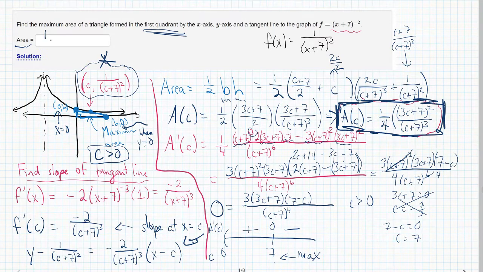So we get, and I'm going to put it up here just for kicks, 1/4. So we get 3 times 7 plus 7, that quantity squared, all over 7 plus 7, the quantity cubed. Now I might be able to actually simplify this a little bit.